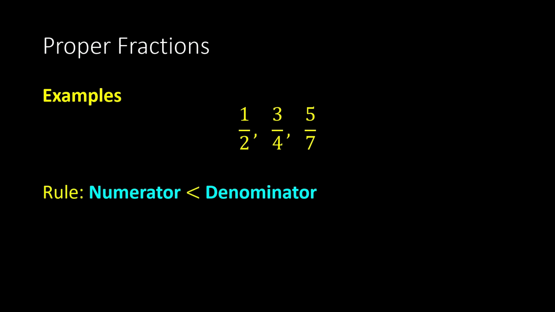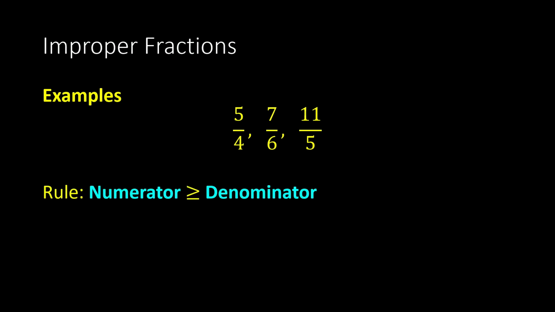A proper fraction is always less than 1. The numerator is smaller than the denominator. Let's take a look at some examples. 1 over 2. 1 is less than 2. 3 over 4. 3 is less than 4. And 5 over 7. 5 is less than 7. So the rule is, for a proper fraction, the numerator is always less than the denominator.